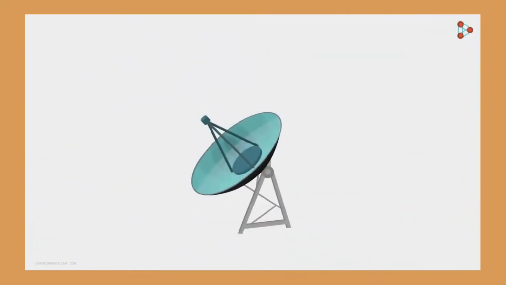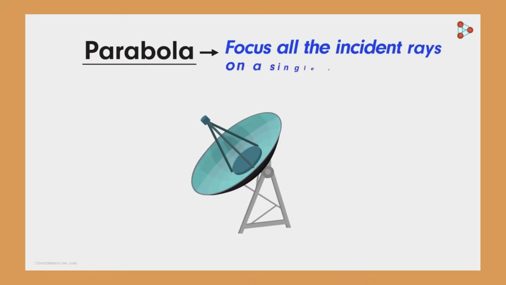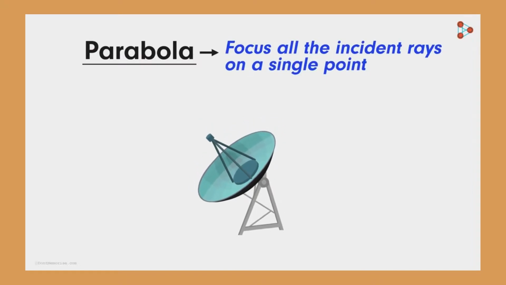Now can you tell me the shape of a satellite dish? This curve is a parabola. So why do you think the satellite dish is parabolic in shape? Parabola has a property to focus all the incident rays on a single point. So if we keep a receiver at this point, all the reflected rays are focused here at this point.